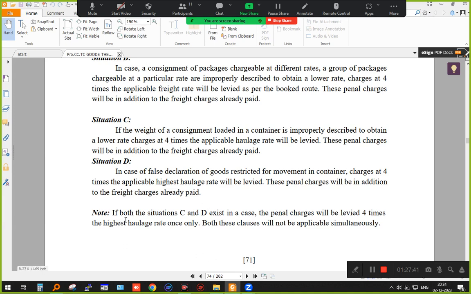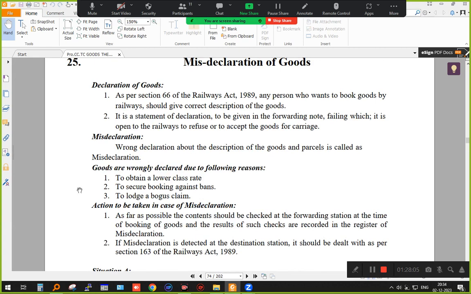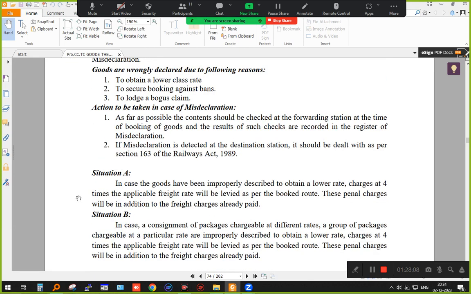No, no. Here they said highest haulage rate. Whichever is higher, only once. So if both are there, then the highest haulage rate will be collected only once. So this is also an important chapter because misdeclaration is happening a lot, because railway has already subsidized the goods rates for many people. If you declare the goods wrong, then it may lead to accident, or it may lead to major problem, or it may lead to loss of revenue. So we are following this.